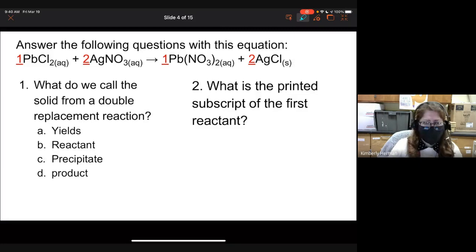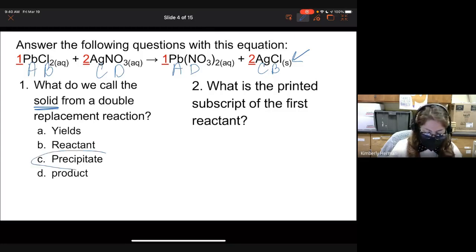So we still have the same equation, but it says, what do we call the solid from a double replacement reaction? Now, we know this is a double replacement reaction because Pb is my A, Cl is my B, Ag is my C, and NO3 is my D. So now I see A with D, and I see C with B. And that's what demonstrates that double replacement reaction. Now, if we're looking for the solid, in this case, that would be the second product, AgCl. Remember, we call it a precipitate.